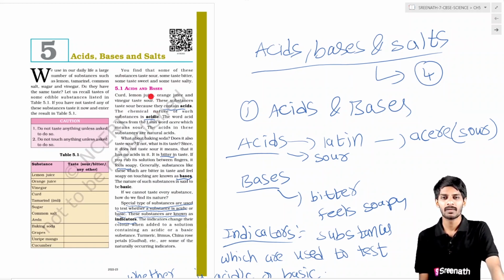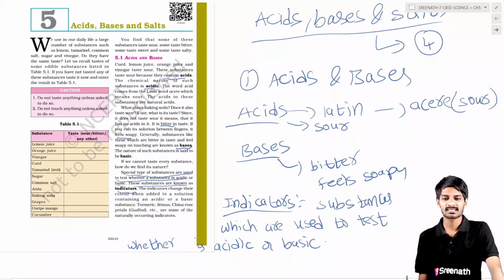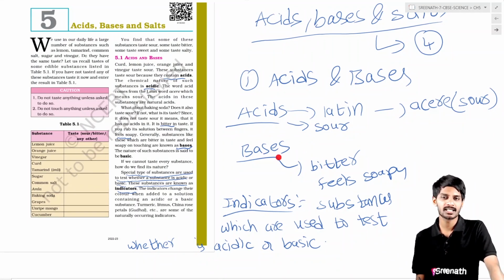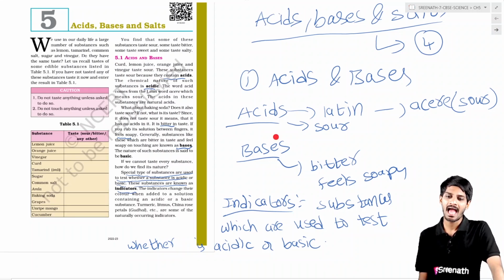What are acids? Acids are sour in taste. The word acid comes from the Latin word acer, which means sour. Bases are bitter in taste, and they feel soapy. So we call those bases. But every time, deciding acid and base by tasting the substances is a very difficult task, because there are some substances we can't eat or taste. If you taste them, it will cause injuries to our health. So we have to find another method to differentiate between acid and base.